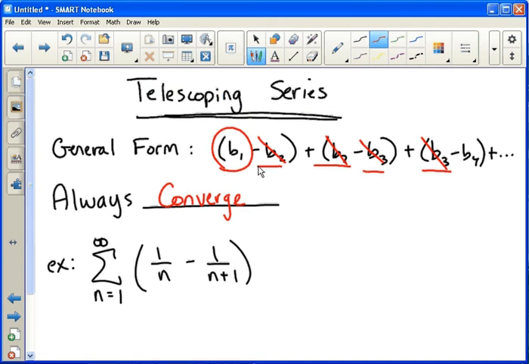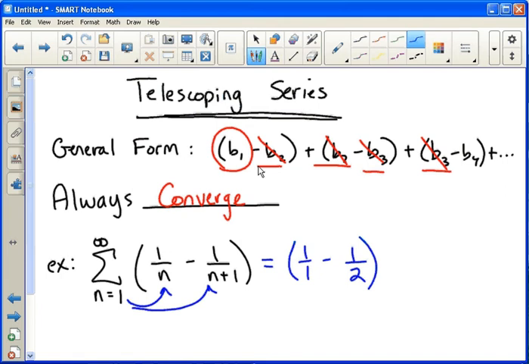So this first example, we have 1 over n minus 1 over n plus 1. And what I'm going to do now is basically what we call expanding. I'm actually going to plug in the values and start finding the terms. So if I plug 1 in for n, I get 1 over 1 minus 1 over 2. That would be my first term. That's what happens when I plug 1 in here and 1 in here. So I get 1 over 1 minus 1 over 1 plus 1, which is 2.